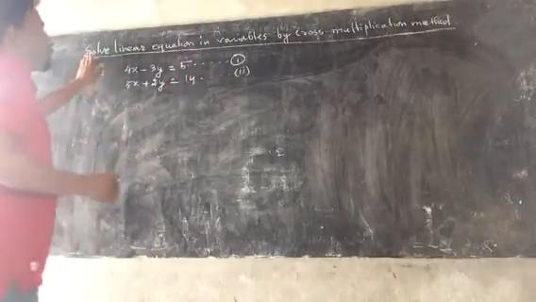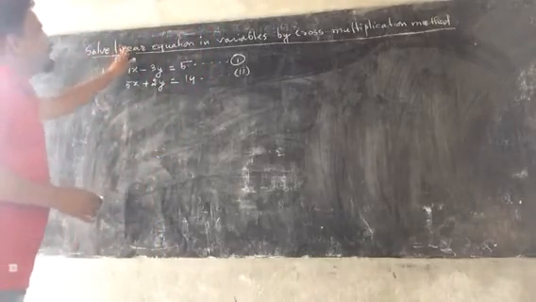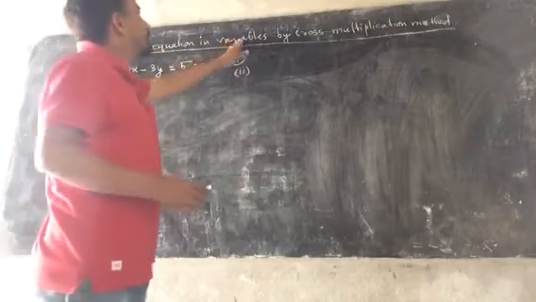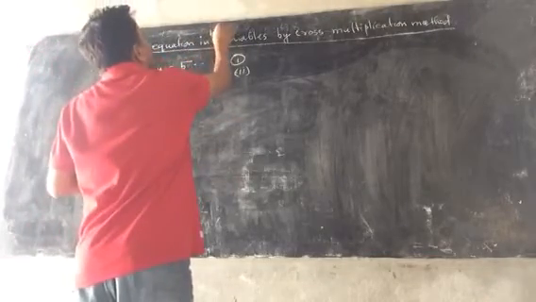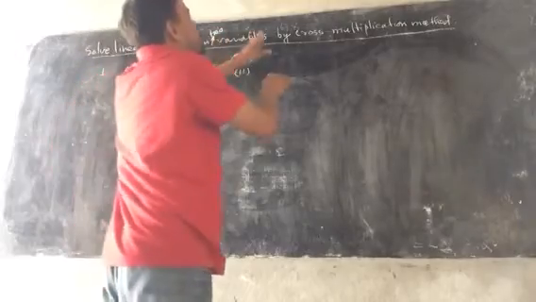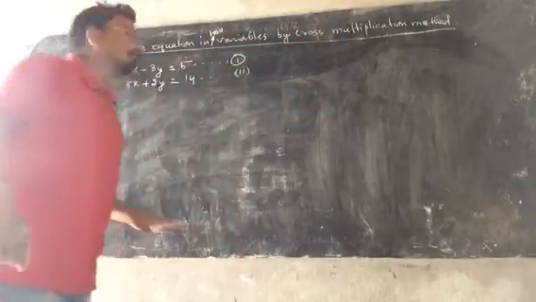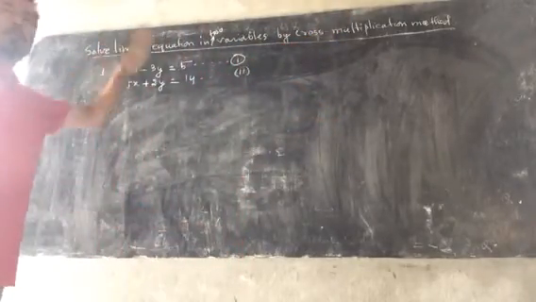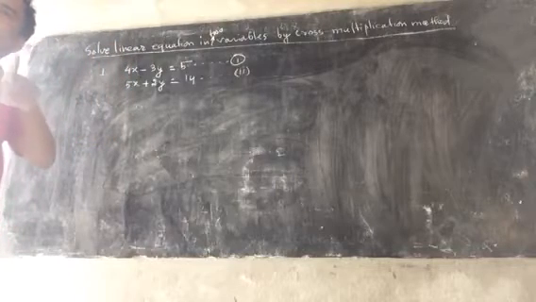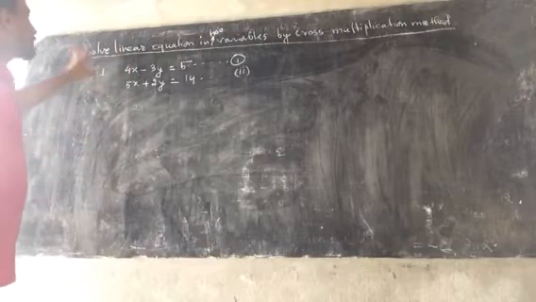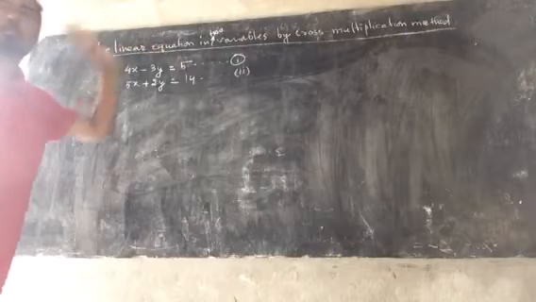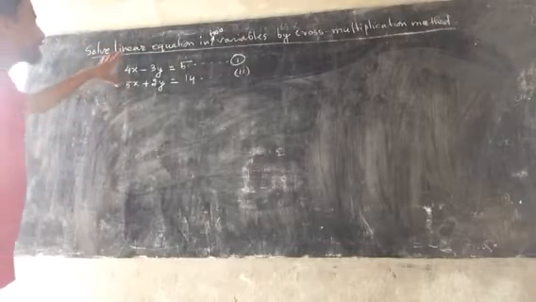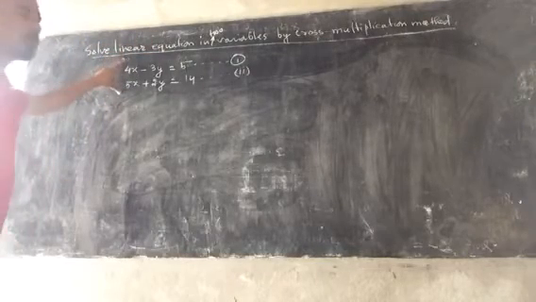Okay, today I am going to teach you how to solve linear equations in two variables by the cross multiplication method. We have already learned the elimination method. I taught the elimination method. Now I am going to teach you the cross multiplication method, how to solve the same type of simultaneous equations.